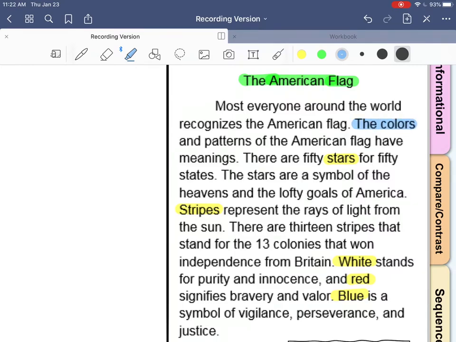The colors, red, white, and blue, and the patterns, stars and stripes, of the American flag have meanings. In other words, the designers of this flag chose those symbols and colors for a reason. And as part of American history, we should know what those colors and symbols represent. So the main idea is marked. The keywords are marked. The topic is marked.